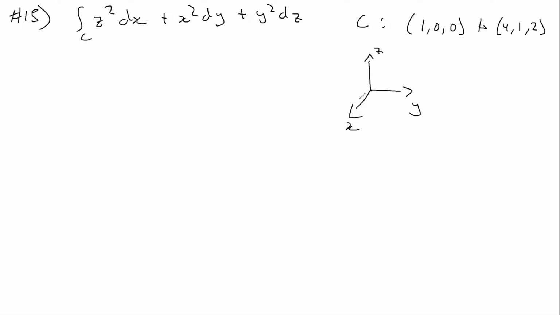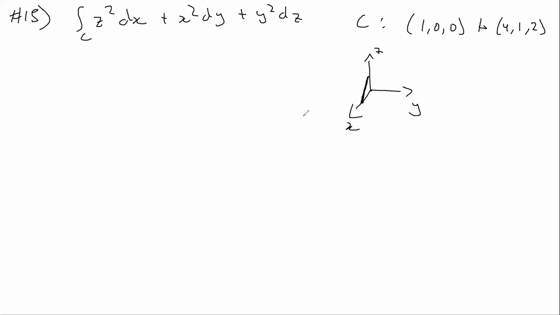So we have x as 1, y is 0, and z is 0. So that's going to be that point right there. And it goes up till (4, 1, 2). So somewhere around here. So we have this line segment right there.